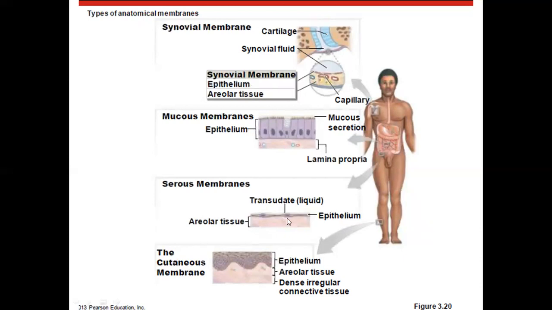Serous membranes, there's a layer of simple squamous epithelium and areolar connective tissue. And then the cutaneous membrane, the epithelium, the areolar connective tissue, and dense irregular connective tissue. So the membranes are different with regard to their layers and the type of tissue you can find in those layers. And their locations are different and their functions are slightly different.